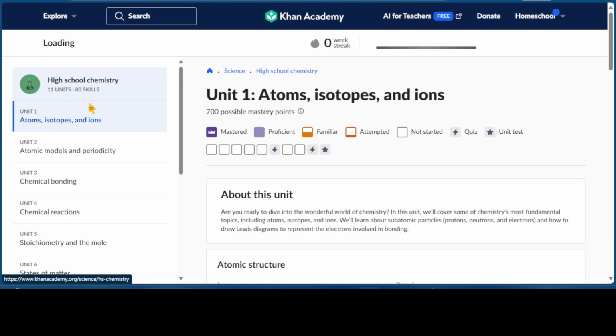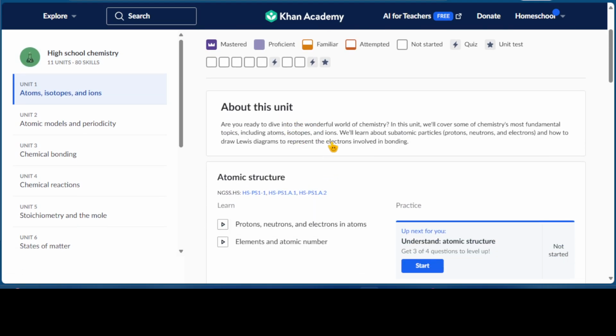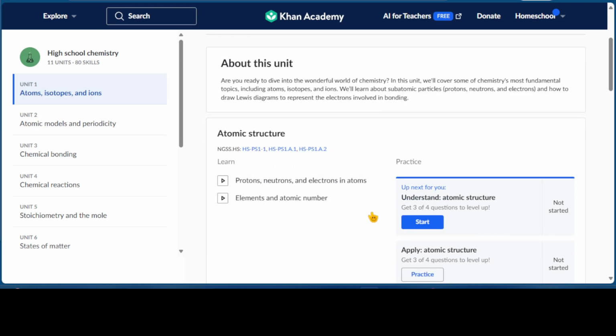So they would start with their unit 1 there, and they get a brief summary of what the unit is about, and then they can begin learning.